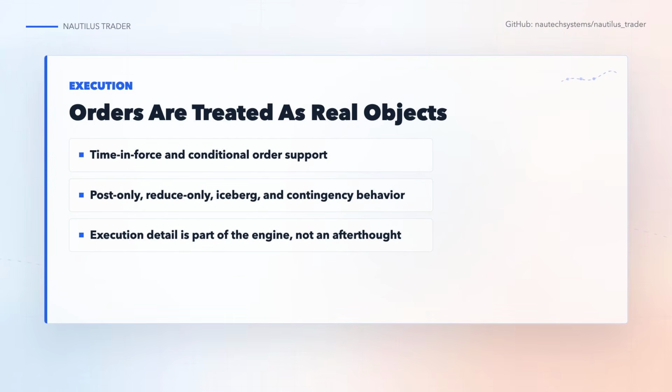Order behavior is another sign this is built for real trading systems. The README calls out advanced time and force options, conditional triggers, post-only and reduce-only instructions, icebergs, and contingency orders. Those details are easy to skip in toy projects. They become hard requirements once a system has to express how trades should actually be executed.